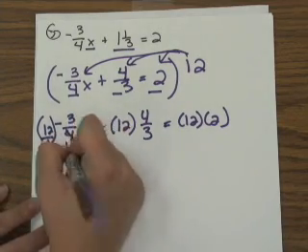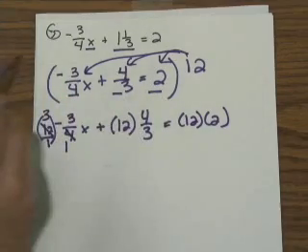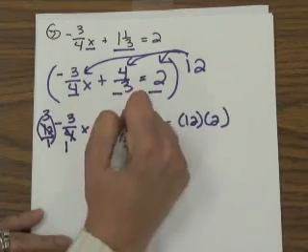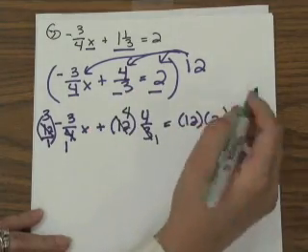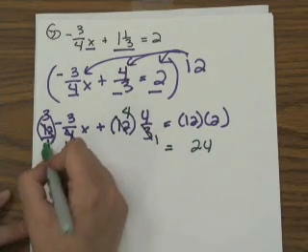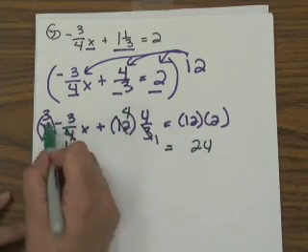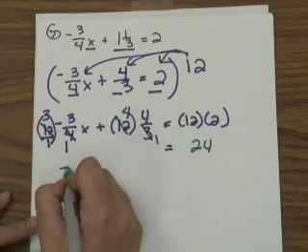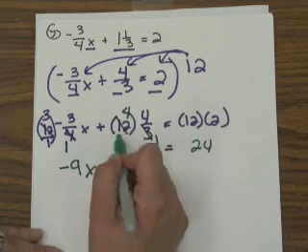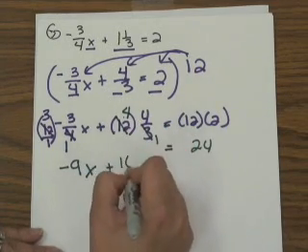4 goes into 4 once, 4 goes into 12 3 times. Over here, 3 goes into 3 once, 3 goes into 12 4 times. 12 times 2 is just 24. So now let's see what we have. Since I simplified the denominators that are both 1, all I have to do is multiply the numerators. 3 times negative 3 gives me negative 9x. Since I simplified 3 and 12, all I have to do is multiply my 4 and 4. And I get plus 16 equals 24.